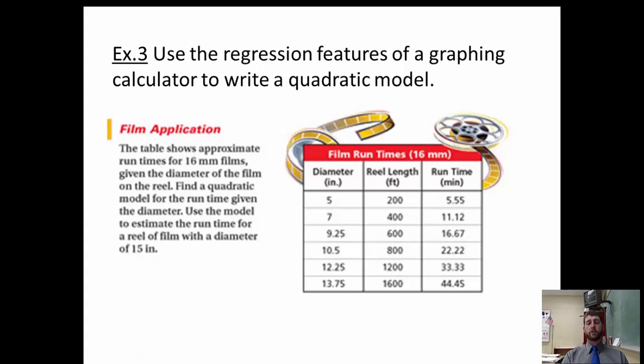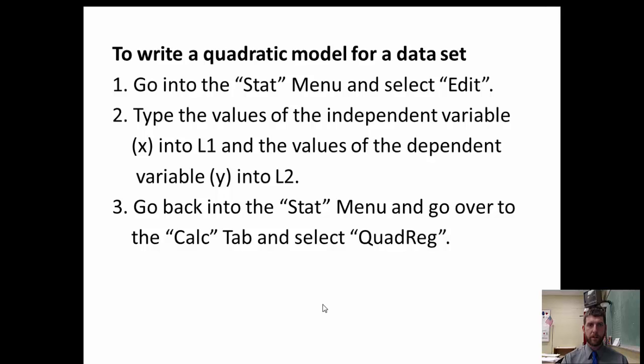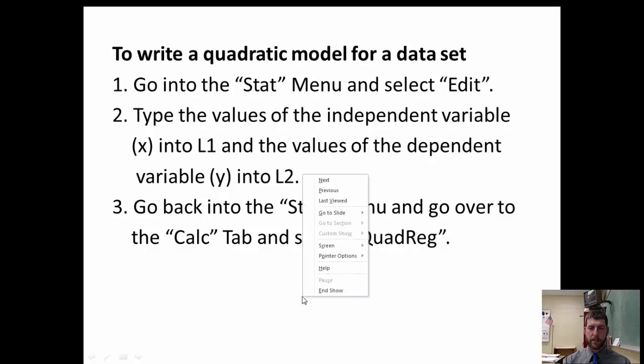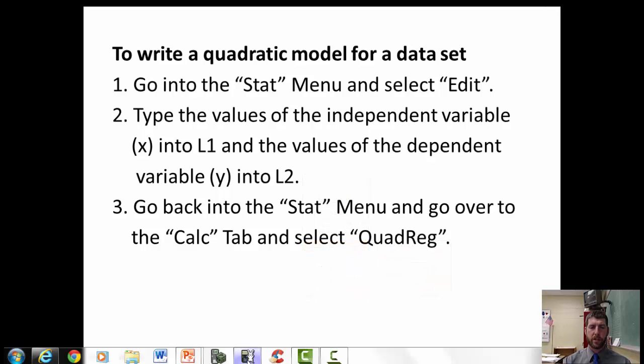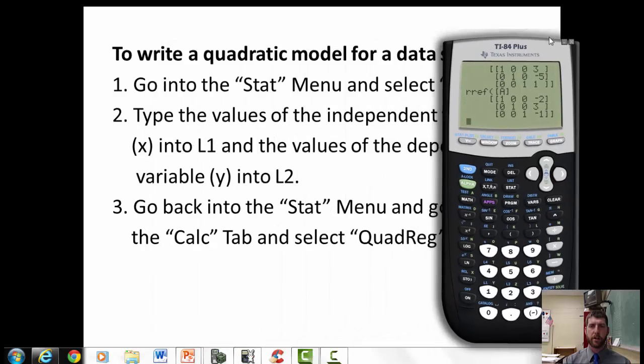All right, they want us to write a model. Now, if we look at our model, well, how do we write a model if we're given a table and all that stuff? So, to write a quadratic model for a data set, first thing we're going to do, grab our calculator, and we're going to go into the Stat menu and select Edit. So if I have my calculator, and we'll punch some numbers here in a minute, but just showing you where some buttons are.